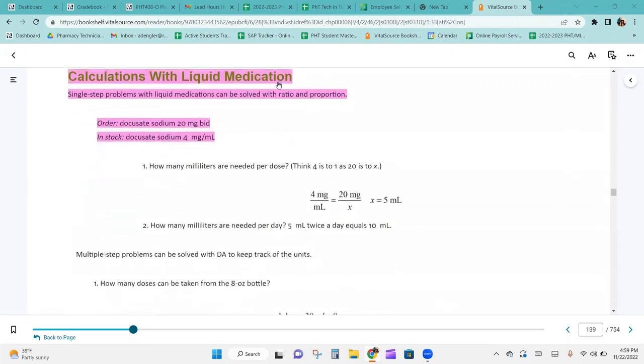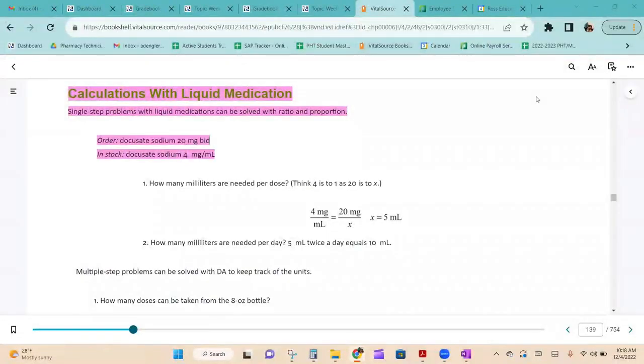All right, now we'll do some examples of calculations with liquid medication. These are single step problems with liquid medications that can be solved by ratio and proportion. So we have an order for Docusate 20 milligrams BID. We need to give the patient 20 milligrams, but in stock we only have Docusate sodium in 4 milligrams per ml. So how many milliliters are needed per dose?